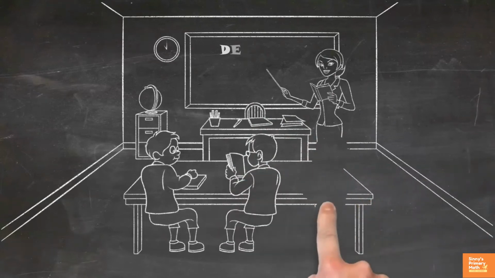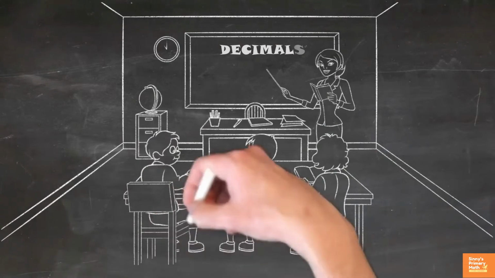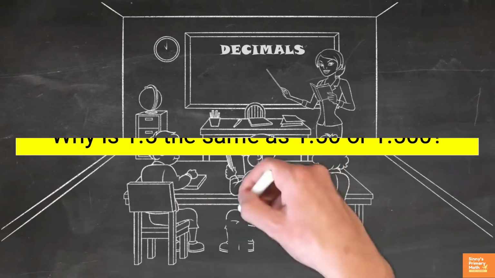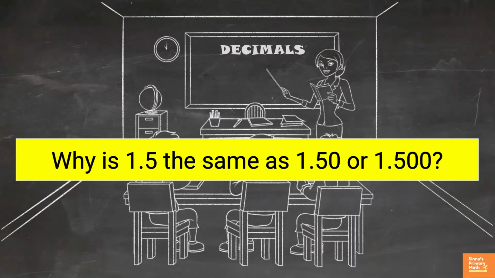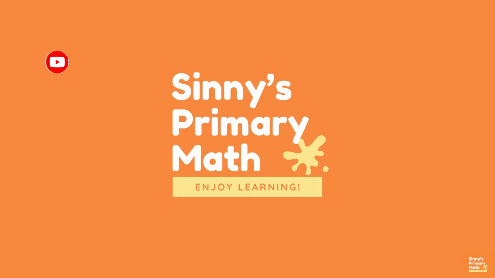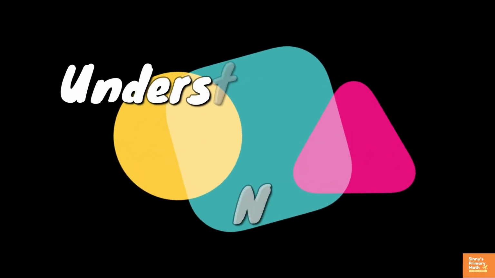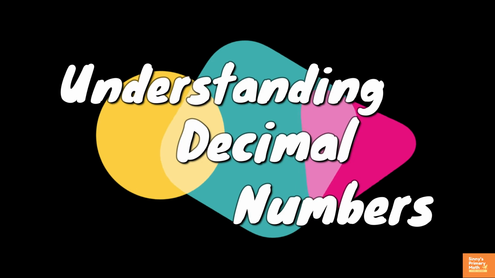In the decimals lesson, you may come across questions like why is 1.5 the same as 1.50 or 1.500? It takes time for a child to understand the concept of a decimal point and the decimal notation of a number. In this video, I shall explain some activities to help improve children's understanding of decimal representation.